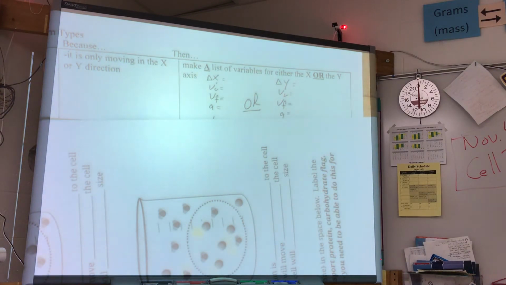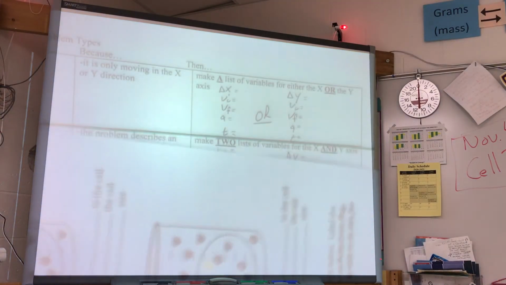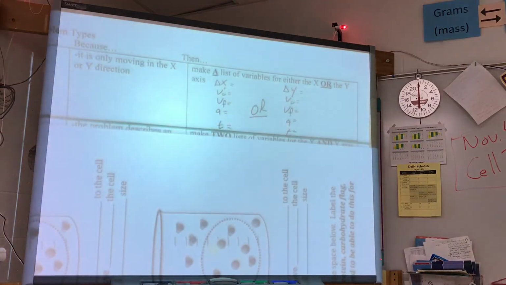All right, so for 1D motion, you either make a list of your X variables or you make a list of your Y variables. It's one or the other.